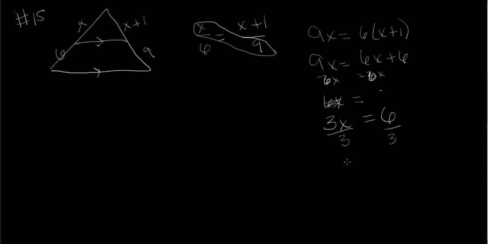If this is 2, and this is 2 plus 1, or 3, is 2 sixths equal to 3 ninths? Well, let's cross multiply. 2 times 9 is 18, and 6 times 3 is 18. Yes, they are equal to each other, so that problem works.